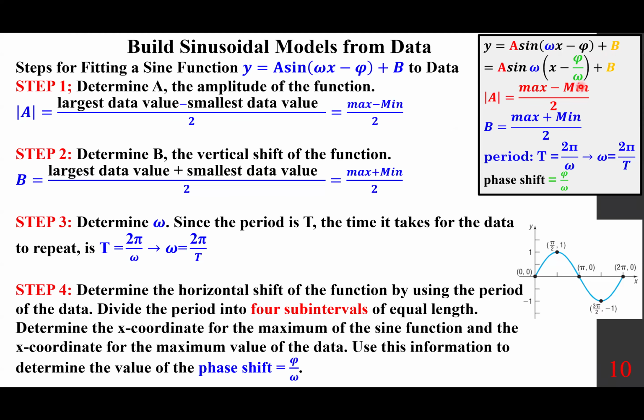You take the omega out. Amplitude is max minus min over 2. B, the vertical shift is max plus min divided by 2. And period is 2 pi over omega. And phase shift is phi over omega.